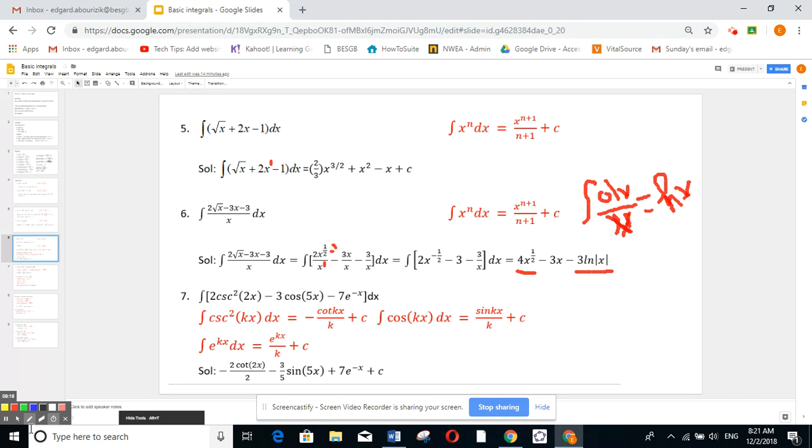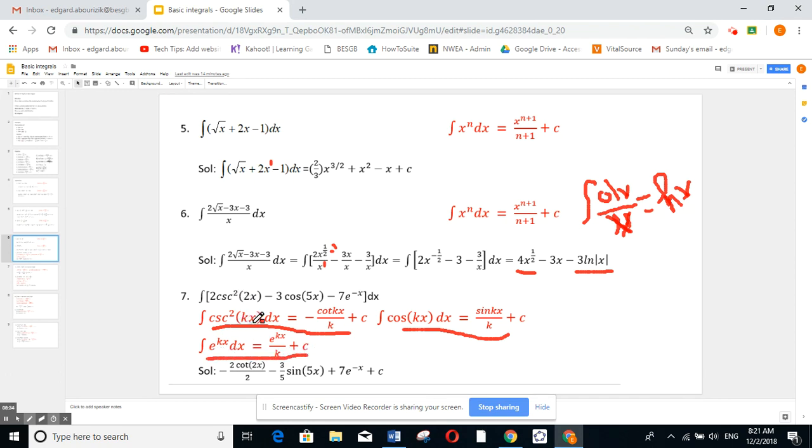You can check it up. Here you have this one. I'm going to put the integral. I have cosecant square. This is the formula of cosecant square. I have cosine. This is the formula of cosine. Exponential. This is the formula of exponential. It's written up. Let me start with the first one.